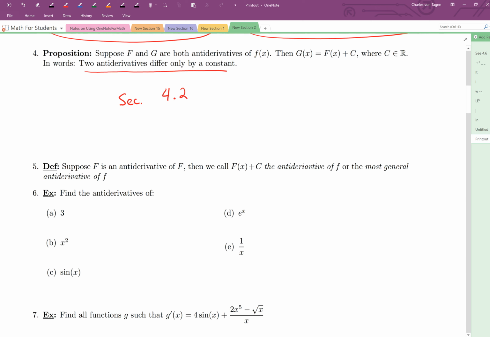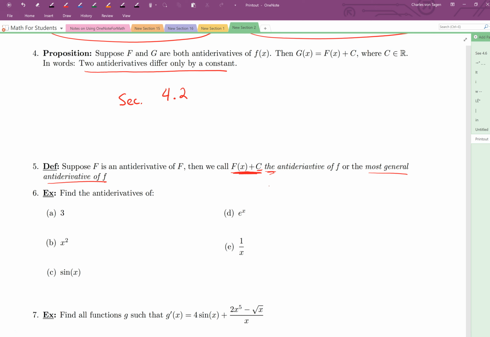So we could then go ahead and say that the antiderivative, so here I'm using the definite article "the", would just be one antiderivative plus an arbitrary constant c. Sometimes books will call that the most general antiderivative of f. Basically what it means is if I want to encapsulate all possible antiderivatives of a function, I just give one of the antiderivatives and add an arbitrary constant c.